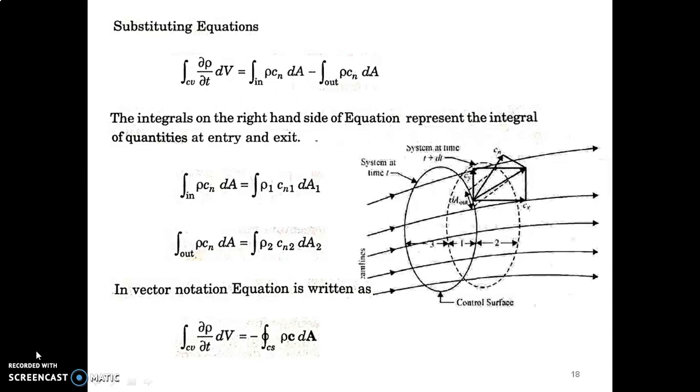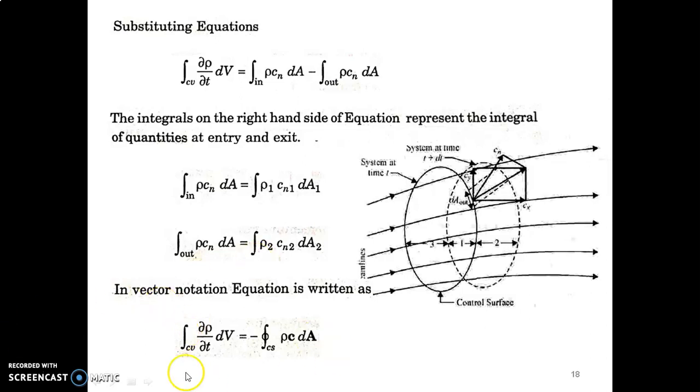We will be continuing from where we stopped in the last class. We were discussing rate equations, and among rate equations we were deriving an expression for the continuity theorem for compressible flow. This continuity theorem is otherwise known as the conservation of mass theorem.